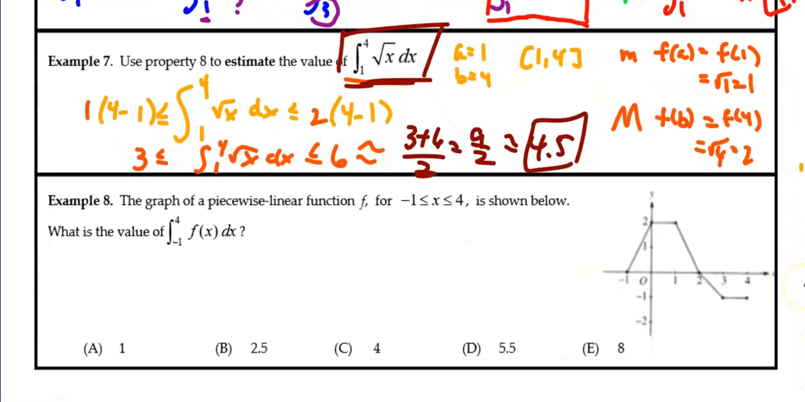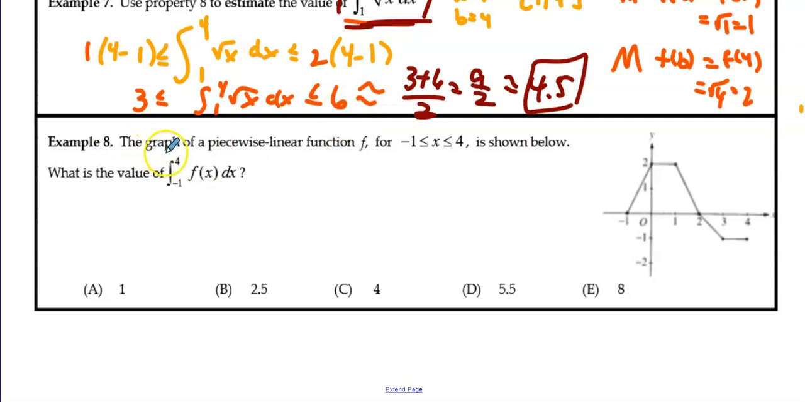Look at example number 8. Example number 8 says we're given the piecewise linear function f, which is right here. So this is actually f of x. It's telling us on the interval from -1 to 4, and we want to find the value of the integral from -1 to 4 of f of x dx. This goes back to a question we just did in the first video, or video number 3, where we want to find this integral. So we want to find the area underneath the curve, and again, we always want to bound it with the x-axis.